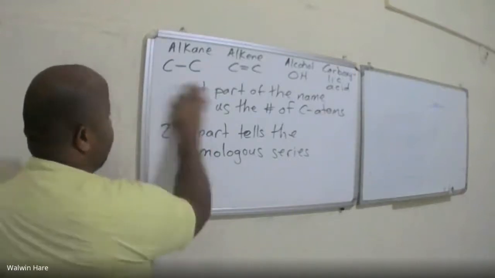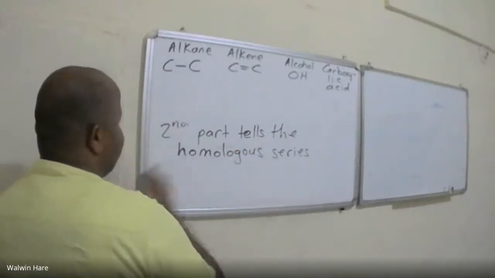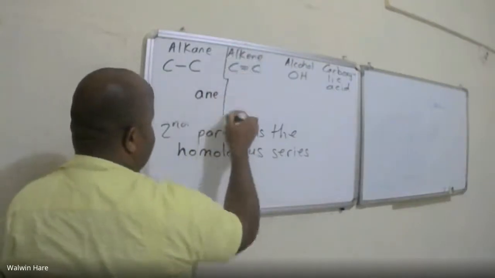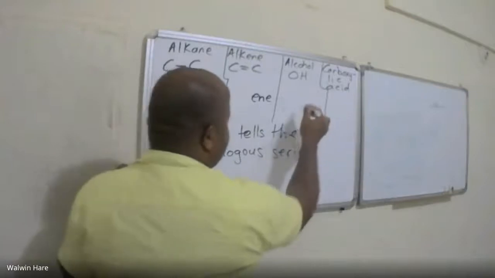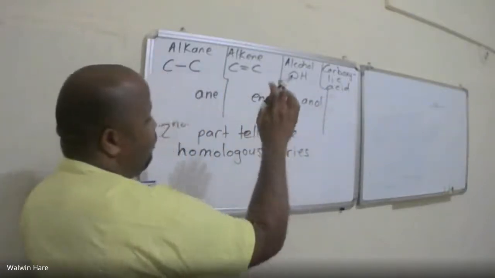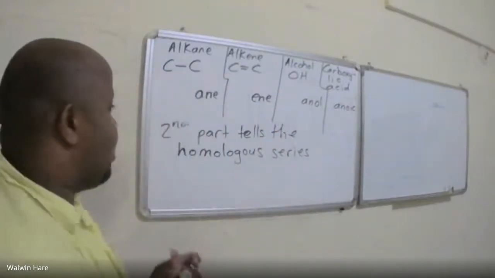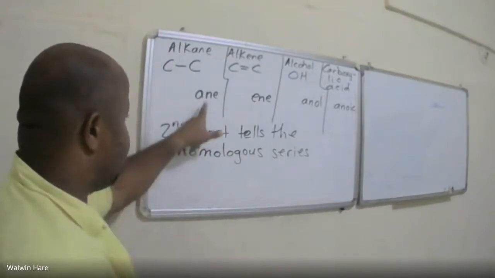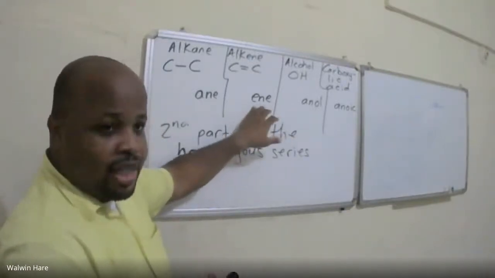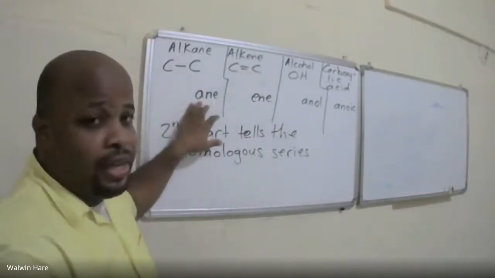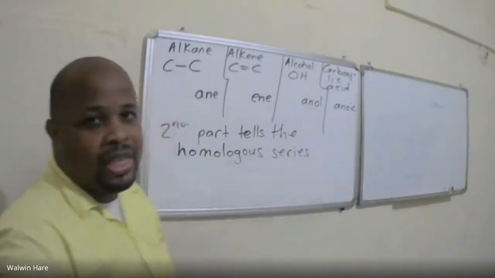So let us start. I'm going to deal with the end part of the name. If it's an alkane, then the second part of the name will end in -ane. The alkene will end in -ene. Alcohol will end in -anol. And for the carboxylic acid, it will end in -anoic. The second part tells us the homologous series. That means once you hear the compound ending -ene, you know it's an alkene. If you hear -ane, it's an alkane. If you hear -anol, it's an alcohol. And if you hear -anoic acid, it's a carboxylic acid.